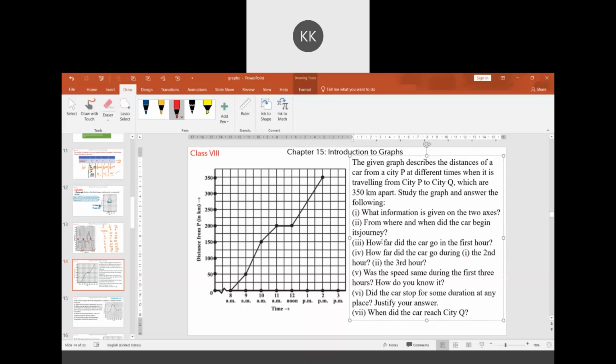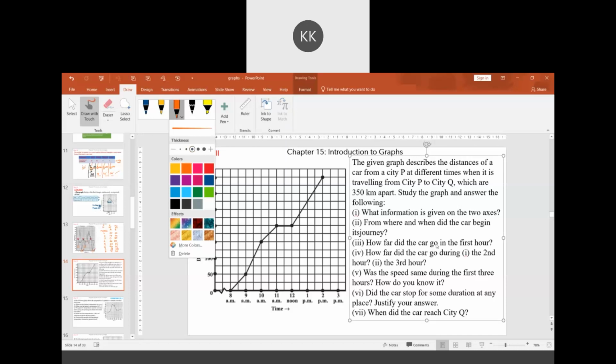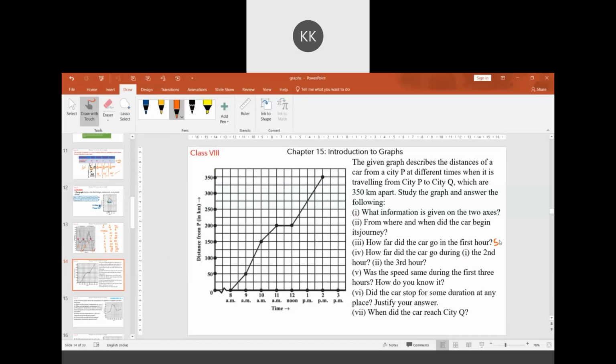Question 3. How far did the car go in the first hour? In the first hour, it has traveled 50 kilometers. So it's easy to answer now. Let me write somewhere here. Okay, 50 kilometers. This one from city P at 8 a.m.